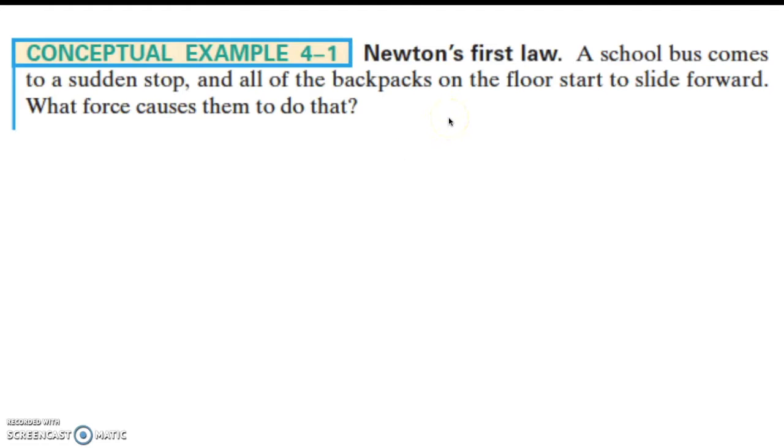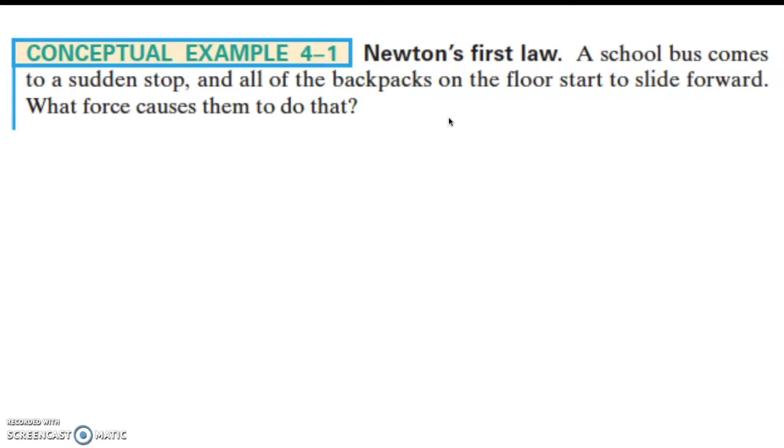So here's an example. A school bus comes to a sudden stop, and all the backpacks on the floor start to slide forward. What force causes them to do that? Well, first off, if it comes to a sudden stop, that doesn't necessarily mean that there's a force on the backpacks. There's a force on the bus, and the bus stops, but the backpacks will continue moving at their constant speed until a force acts on them. So they will slide forward until friction slows them down, or until they hit somebody's feet that stop them, or one of the seats on the school bus that stops them.